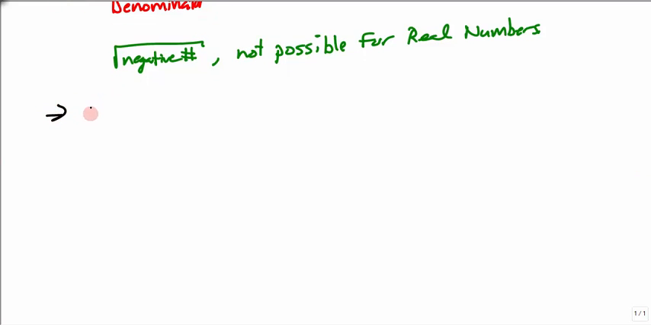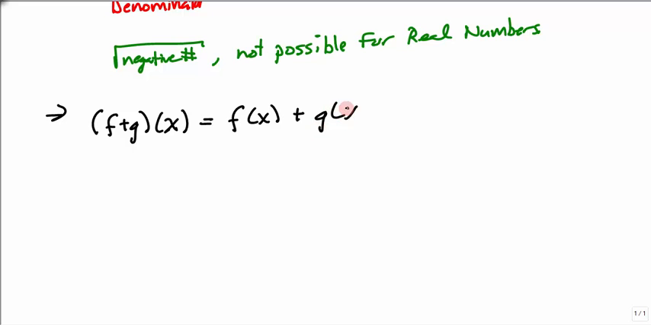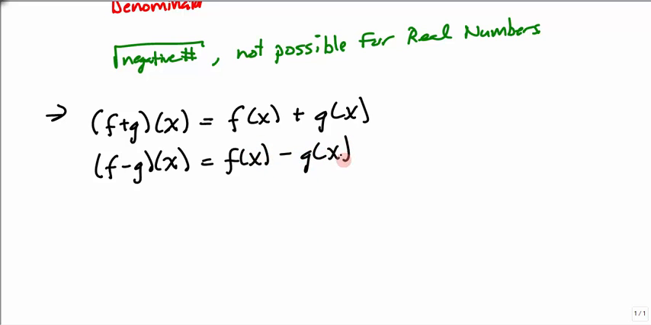To get started, functional notation we know is something like f of x and g of x. But what if we had something like, in parentheses, f plus g of x? Well, what that means is just take function f and add function g. So this just means f of x plus g of x. The same thing will work with subtraction, as you might suspect. If I have function f minus function g, I just subtract the two functions, f of x minus g of x.